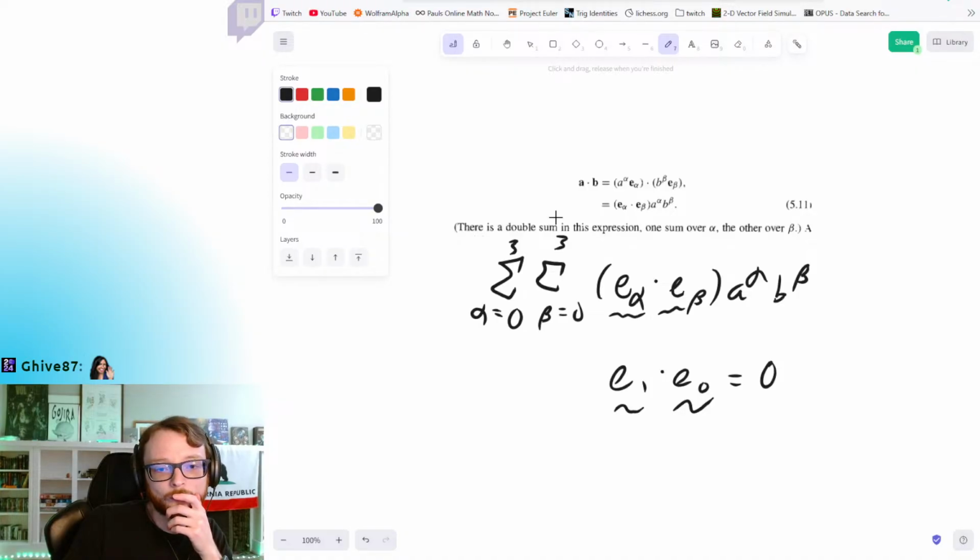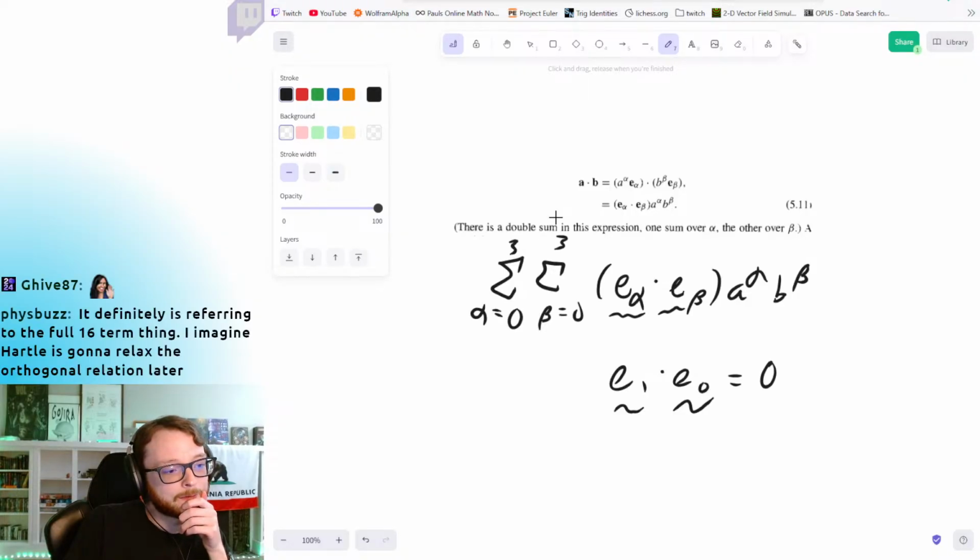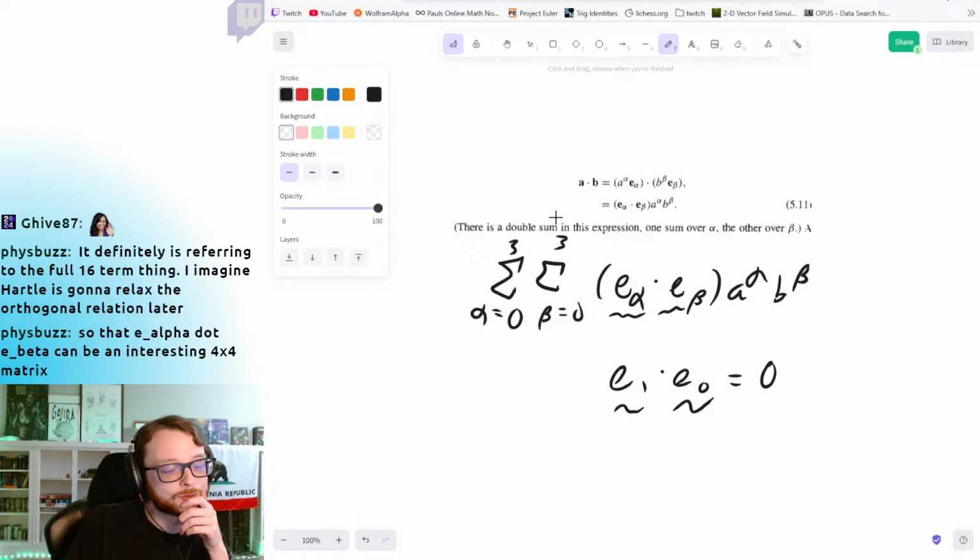Like we only want... Tuff is referring to the full 16. Okay, FizzBuzz. Pearl's going to relax your orthogonal relation later. Okay, thank you, FizzBuzz. So E alpha dot E beta can be an interesting 4x4 matrix.